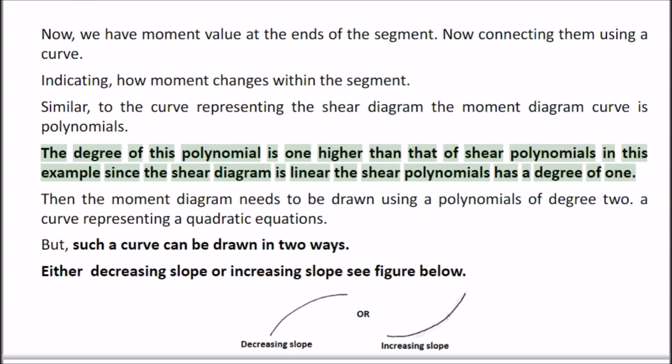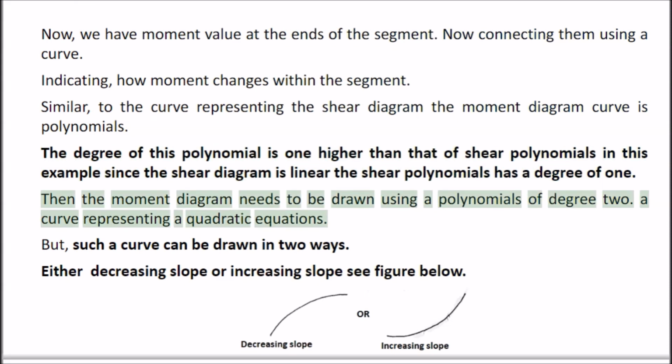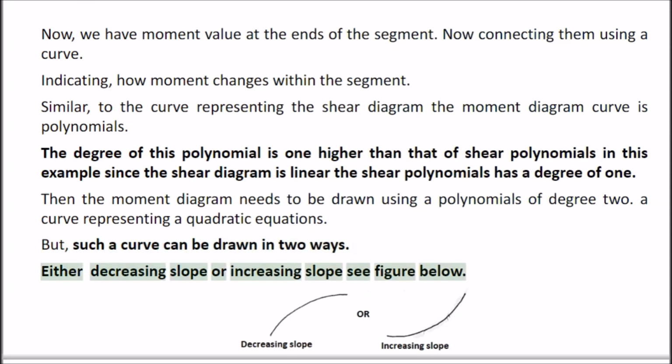Since the shear diagram is linear, the shear polynomial has a degree of 1. Then the moment diagram needs to be drawn using a polynomial of degree 2, a curve representing a quadratic equation. But such a curve can be drawn in two ways: either decreasing slope or increasing slope. See figure below.